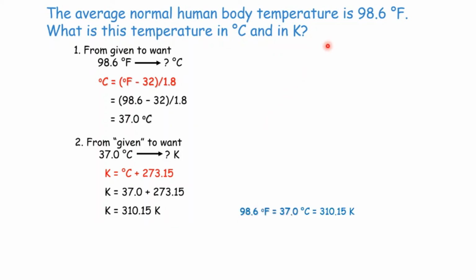So, normal human body temperature, 98.6 degrees Fahrenheit, is equivalent to 37 degrees Celsius, and also equivalent to 310 Kelvin.